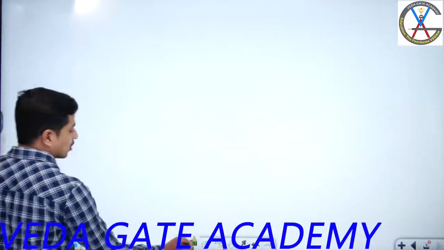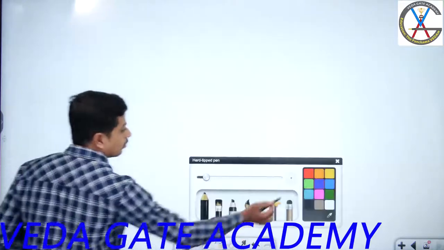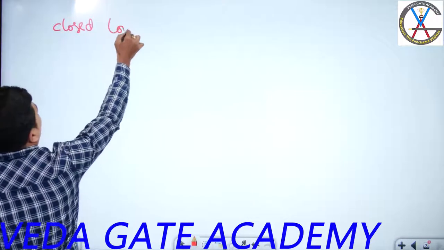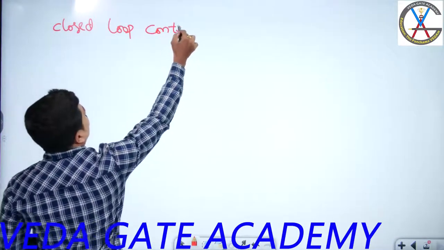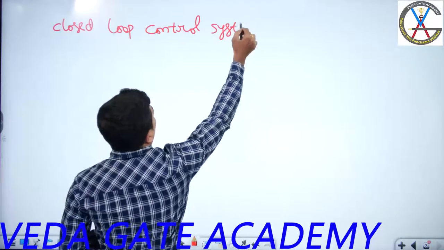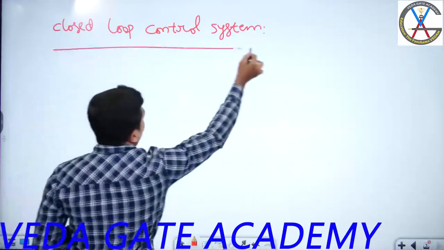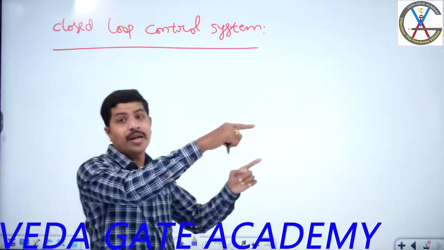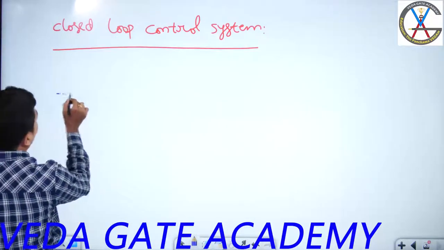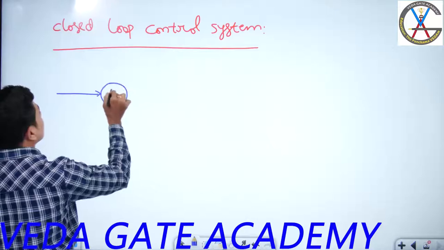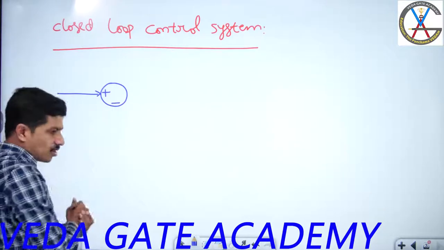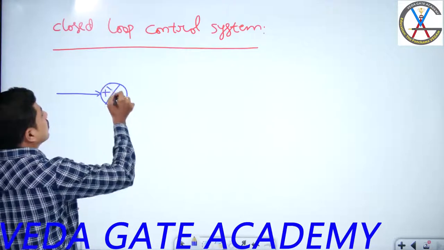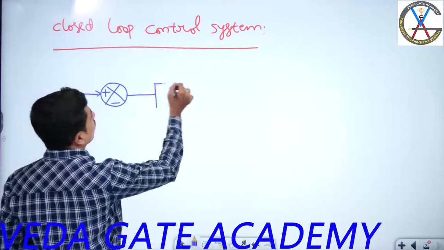Now, a closed loop system. Let me draw a closed loop control system. If you remember, we designed the elevator by taking controller, system, and there will be a feedback element. We also took a comparator. This is the comparator we took. This is plus minus. Comparator means comparison, means subtraction, so definitely plus and minus should be there. After that, we took a controller.